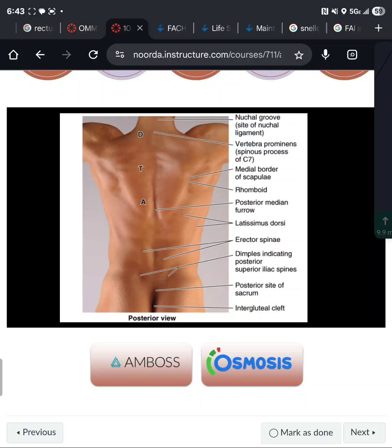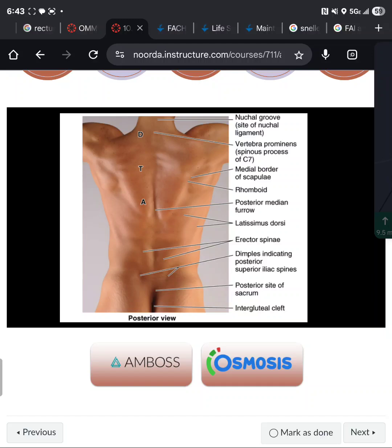Let's look midline from top to bottom. You've got the nuchal groove, below which is the posterior median furrow. The nuchal ligament runs down that line. It's kind of the mohawk of the back, if you will, between the spinous processes. You're going to have, at the shoulder level, the C7 spinous process, and then down low on either side, you're going to have the erector spinae muscles, and below that is going to be the posterior side of the sacrum and the intergluteal cleft. Landmarks on the right side of your screen.